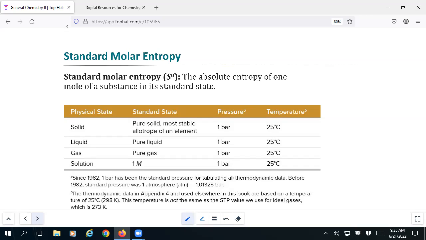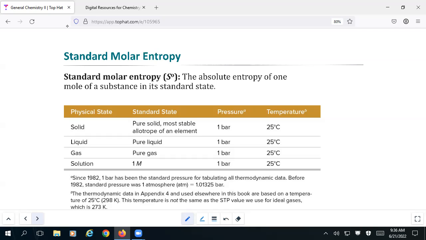Standard molar entropy is kind of on the same wavelength as heat of formation for enthalpy. Standard molar entropy is for entropy. Now, again, this isn't a formational value. We aren't getting this by getting other reactions. This is just a simple statement of the microstates that are in that solid, in that liquid, in that gas. But what standard molar entropy is, is the absolute entropy for one mole of a substance in that standard state.